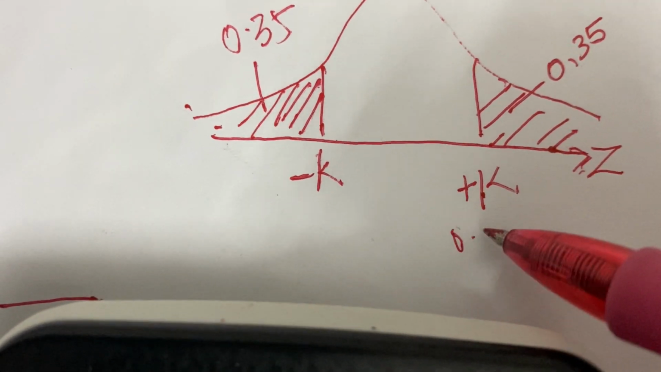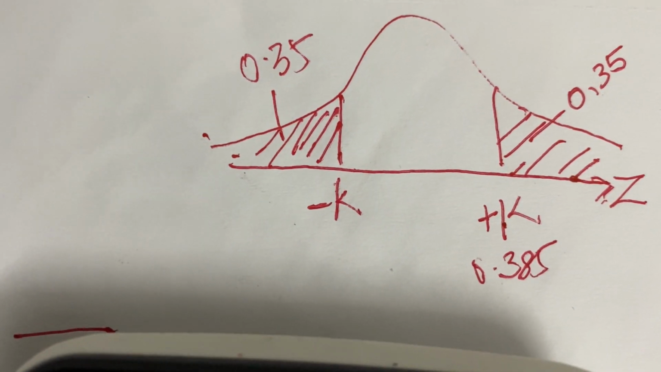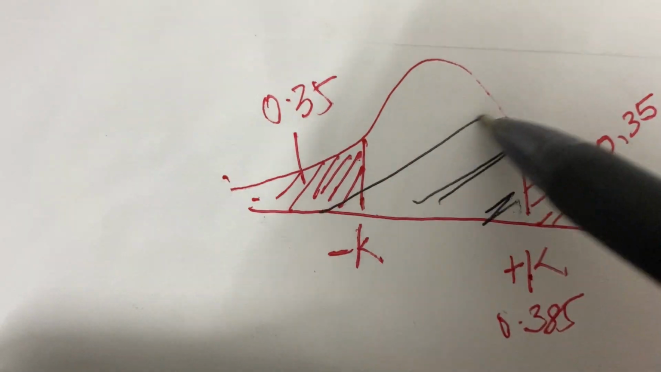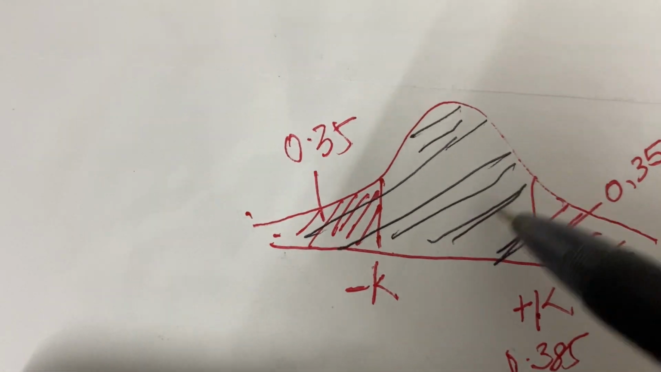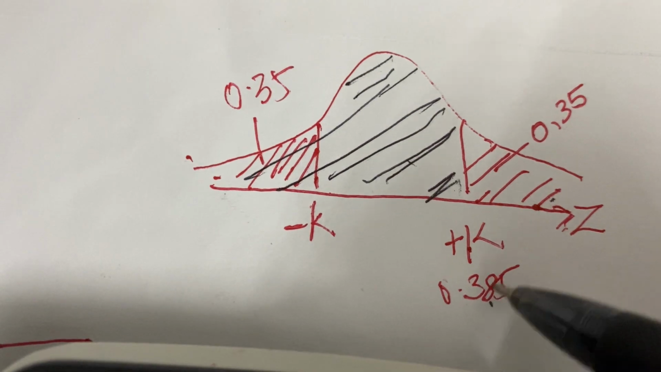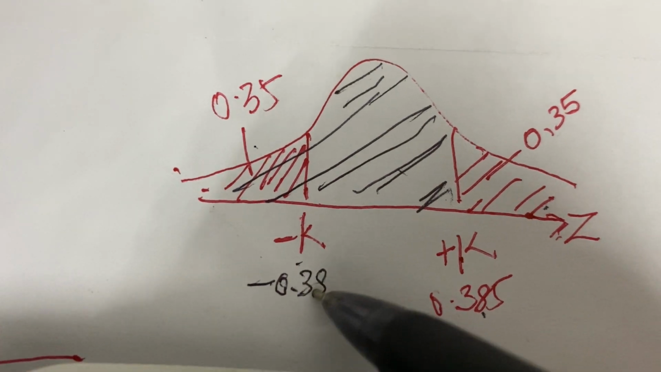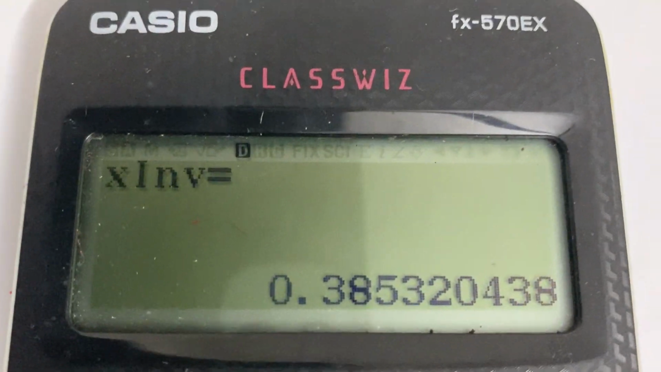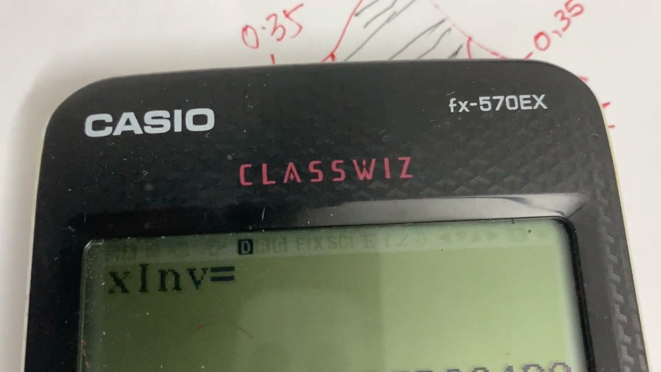So I will get positive 0.385, meaning that here will be positive 0.385, because I am finding the area which is skewed to the left, from here to here, because this calculator's area is skewed to the left. So if you want this one, you must find this area and you'll get positive. If you press 0.35, you get negative 0.385. So you must understand how your calculator functions. So that's all my sharing on how to use the calculator to find the inverse z-score.